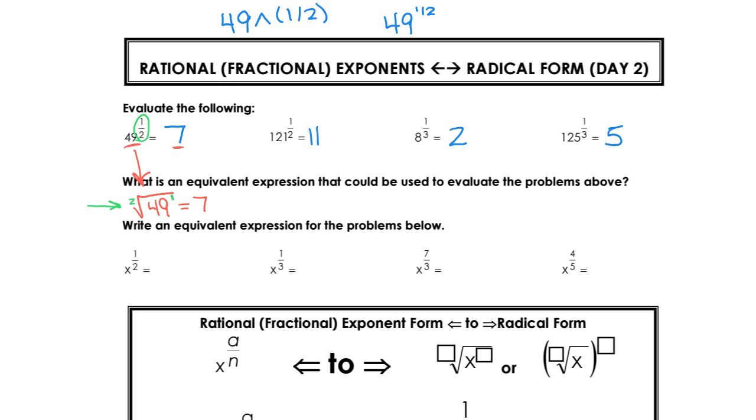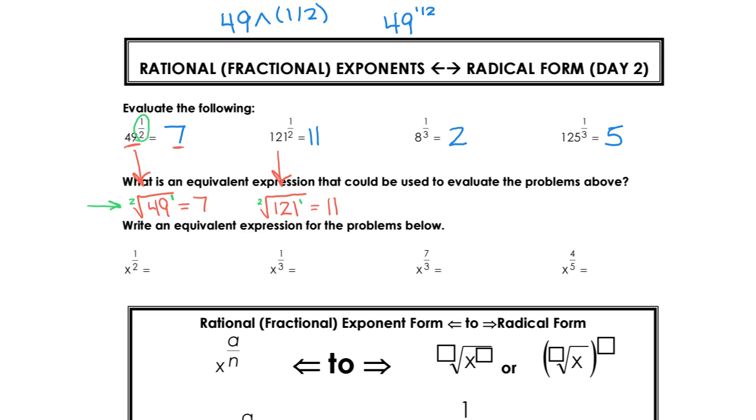121 raised to the 1/2 is actually the same thing as the square root of 121. Okay, where the 2 in the little fraction there is actually right here, but you don't see it. Okay, and the 1 on top of that little fractional exponent is actually right there. All right, and then the square root of 121 is also 11.